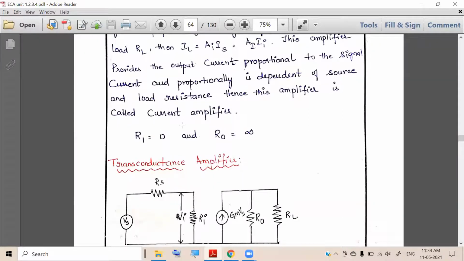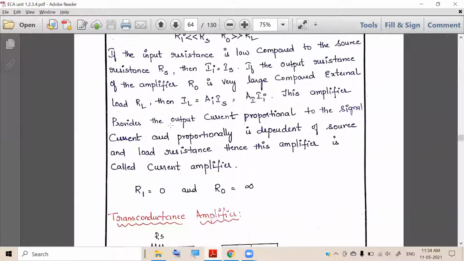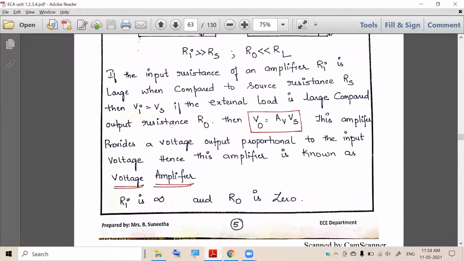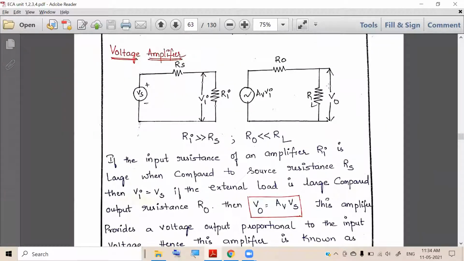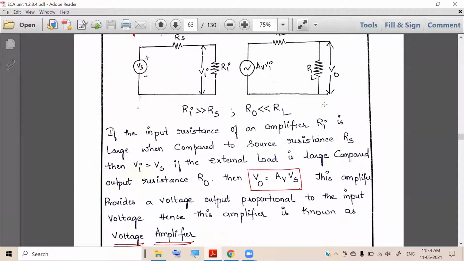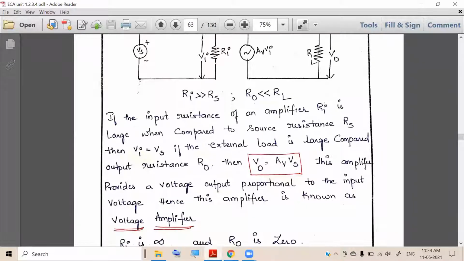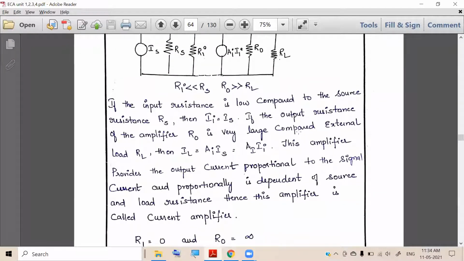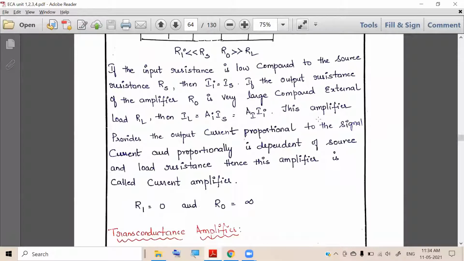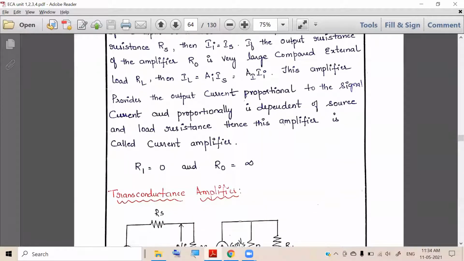So again, voltage amplifier means input we are giving voltage, output also we are getting voltage. Next, current amplifier means input we are giving current, output also we are getting current.